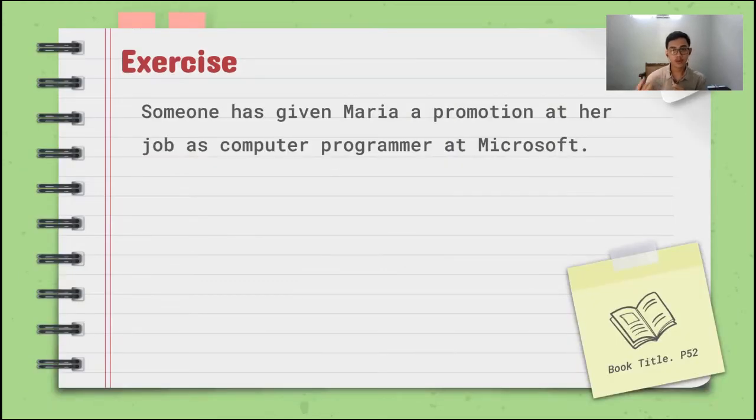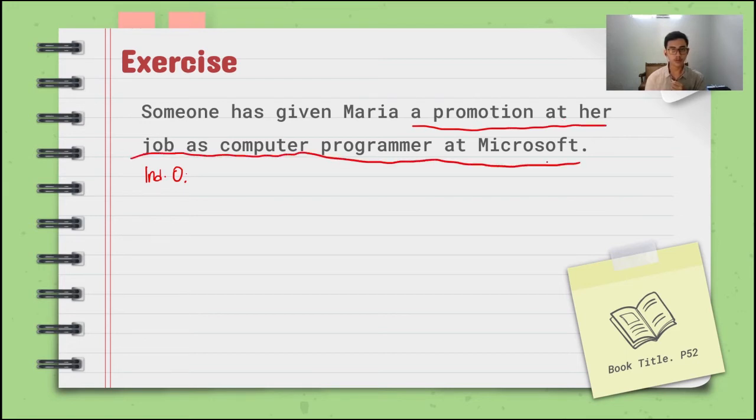I have one exercise here. "Someone has given Maria a promotion at her job as computer programmer at Microsoft." Okay, first we need to identify the direct object. We need to ask what? Someone has given what? Someone has given a promotion at her job as computer programmer at Microsoft. So this clause is the direct object. I'm sorry, I said indirect earlier; this is the direct object.